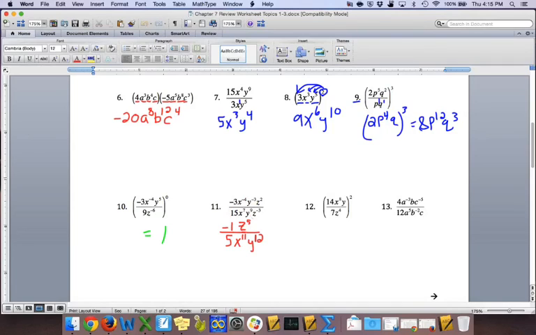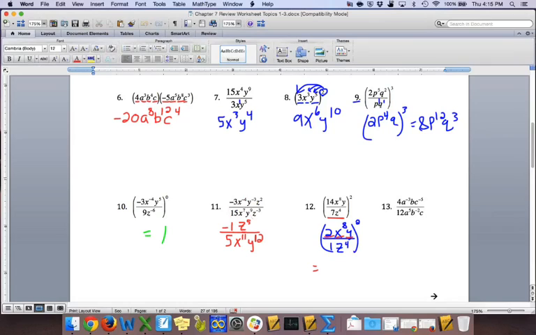Okay, number 12, I would focus on what's inside the parentheses first, like last time. So 14 divided by 7 is 2. Okay, and then I have an x to the 8th that's by itself. I have a y that's by itself, and a z to the 4th. Okay, I could put a 1 here if I wanted to. Alright, so that's all to the squared power, to the 2nd power. So we've got to make sure we do everything in the numerator. The 2, the x, and the y get squared. And then on the denominator, the z gets squared as well.